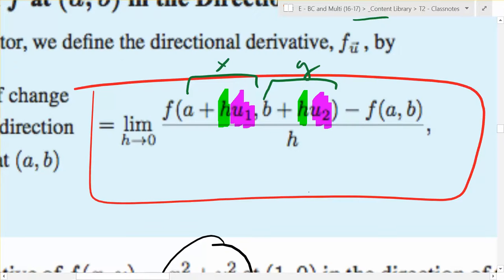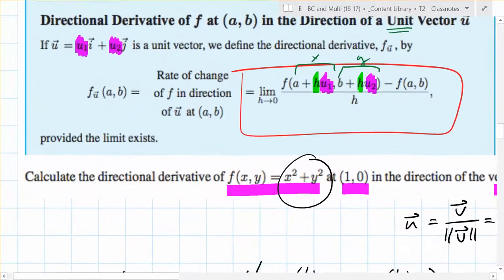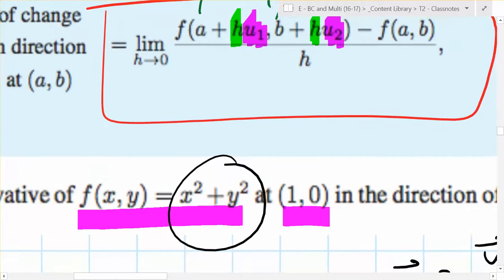So what does this algebra look like? Well, I could ask you this question right here. I could ask you, calculate the directional derivative of this. What shape is this, by the way? X squared plus y squared. What shape is that? That's a cone. Is it a cone or is it a bowl? Who thinks it's a bowl? Who thinks it's a cone?